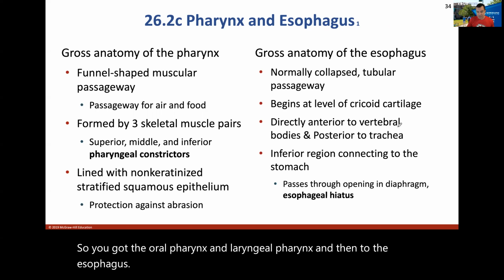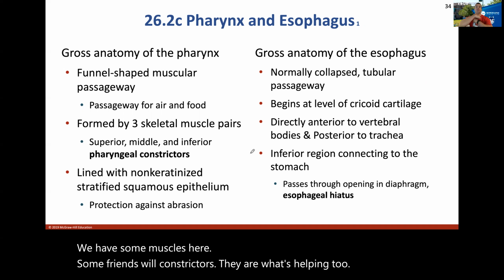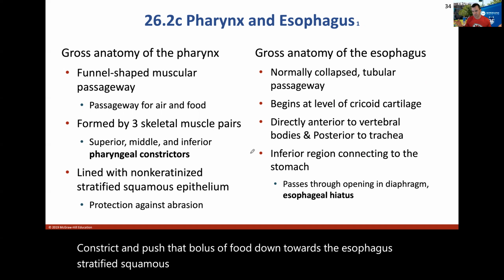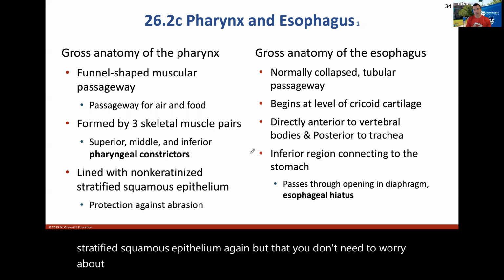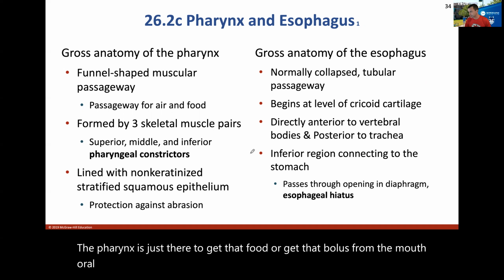We have some muscles here, some pharyngeal constrictors. They are what's helping to constrict and push that bolus of food down towards the esophagus. Stratified squamous epithelium again, but that you already know. You don't need to worry about that. The pharynx is just there to get that bolus from the mouth or oral cavity to the esophagus. What is the esophagus?